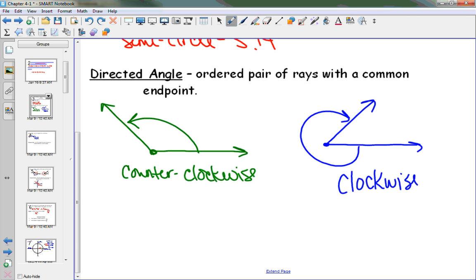Okay, that is a directed angle. We have two different types of directed angle, a counterclockwise and a clockwise. Clockwise angles are positive angles. I meant counterclockwise angles are going to be positive angles, and clockwise angles are going to be negative angles. Okay? Counterclockwise, positive. Clockwise, negative.